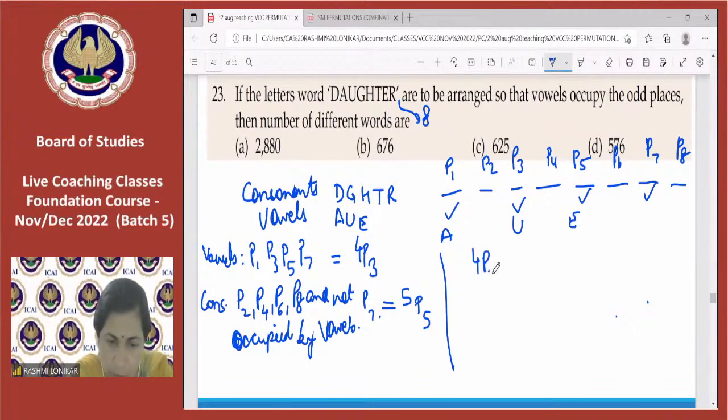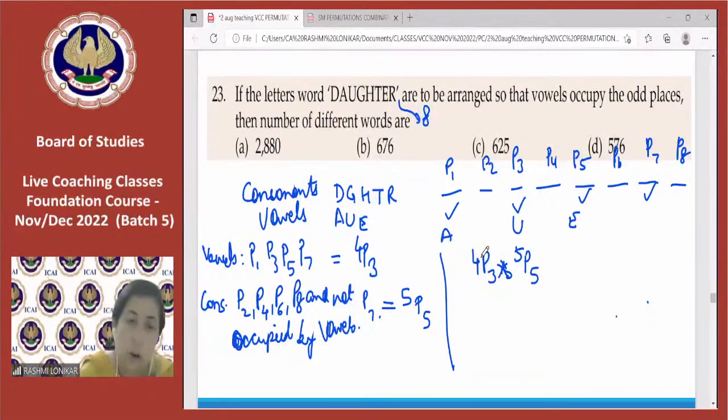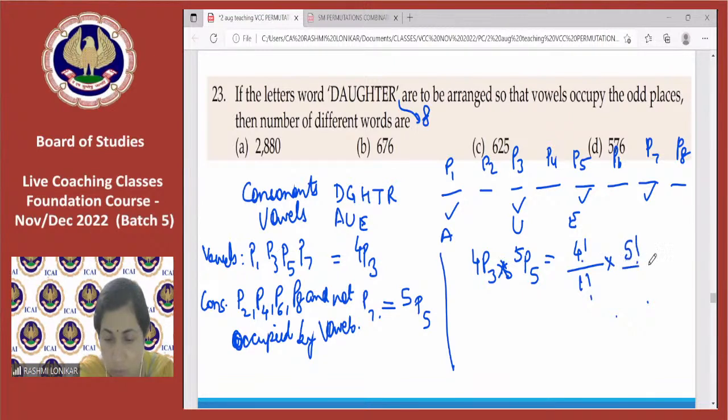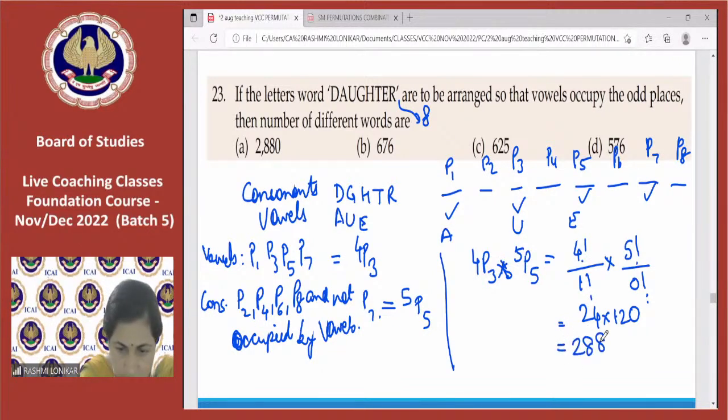So this is 4P3 into 5P5. Okay. Because there are 3 vowels. All the 3 vowels will occupy places. Then you will have one odd place which is available for the consonant. So 4P3 is 4 factorial upon 1 factorial. 5P5 is equal to 5 factorial upon 0 factorial. So this is equal to 4 factorial, 24 into 120. So how much will this be? 24 into 120. Answer is 2880. Okay.